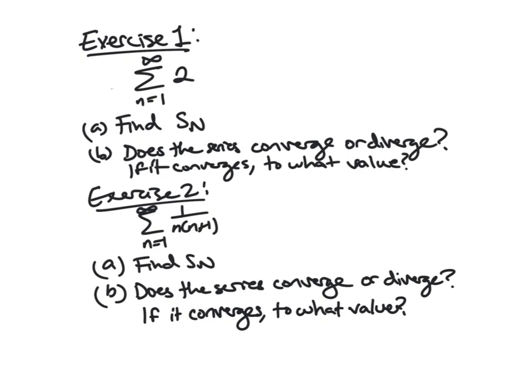Okay, so here are your two exercises. So just going to have you look at two different series and find the general formula for the partial sum, so S capital N. And then for both, answer the question, does the series converge or diverge? And if it converges, to what value does it converge? Okay, and for the second one, again, you may want to look at that form and think, is there a way I can rewrite this that might be helpful?